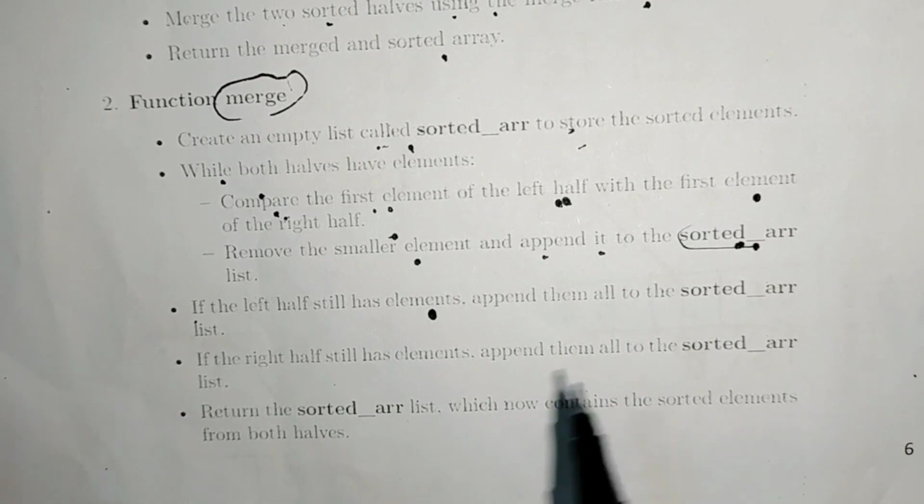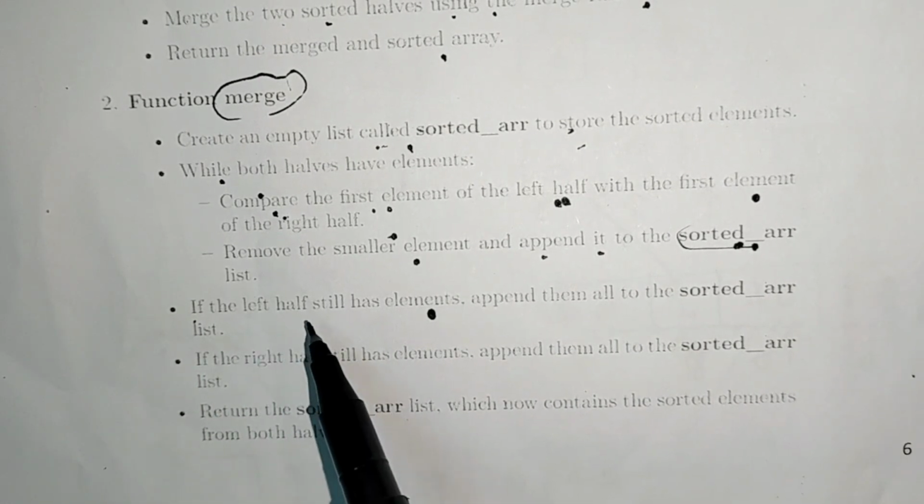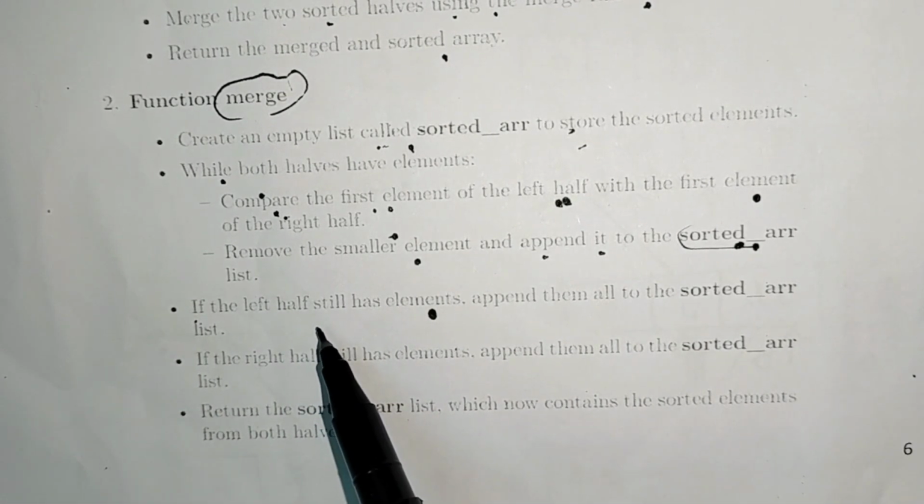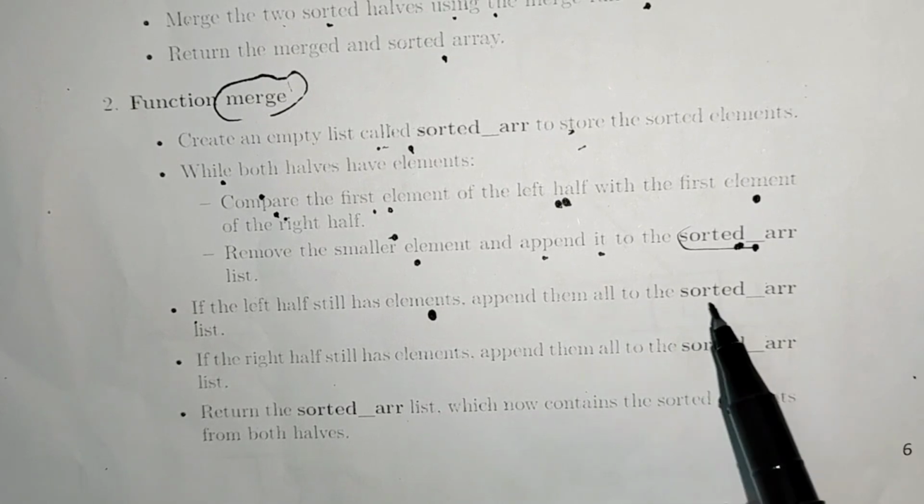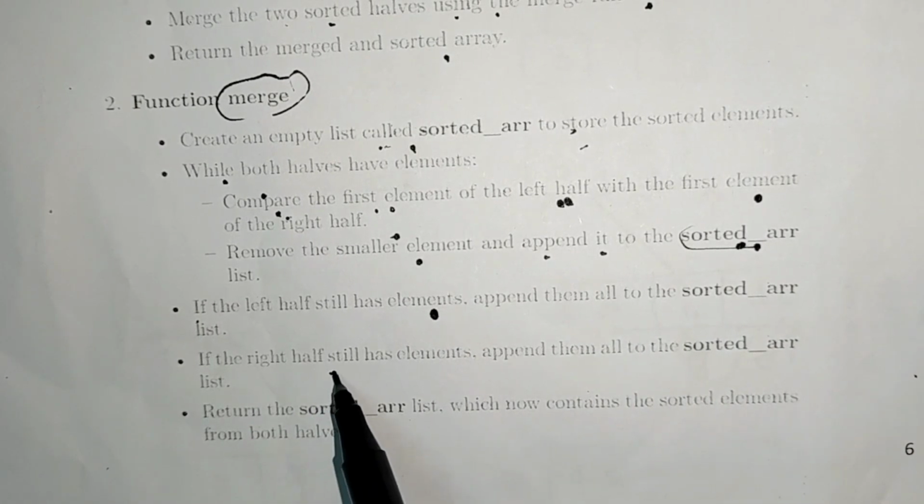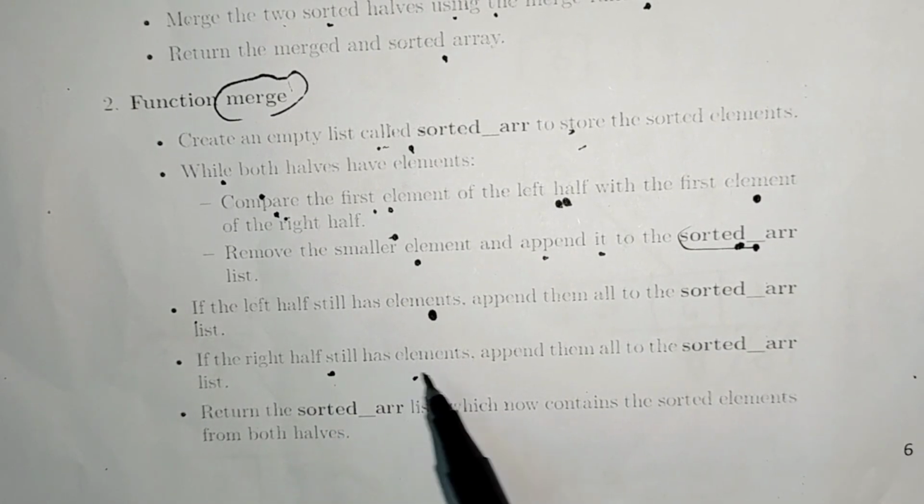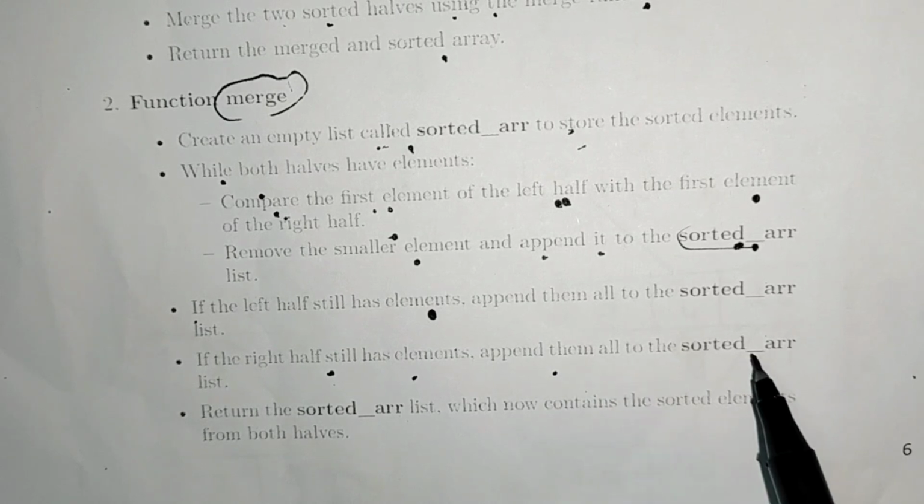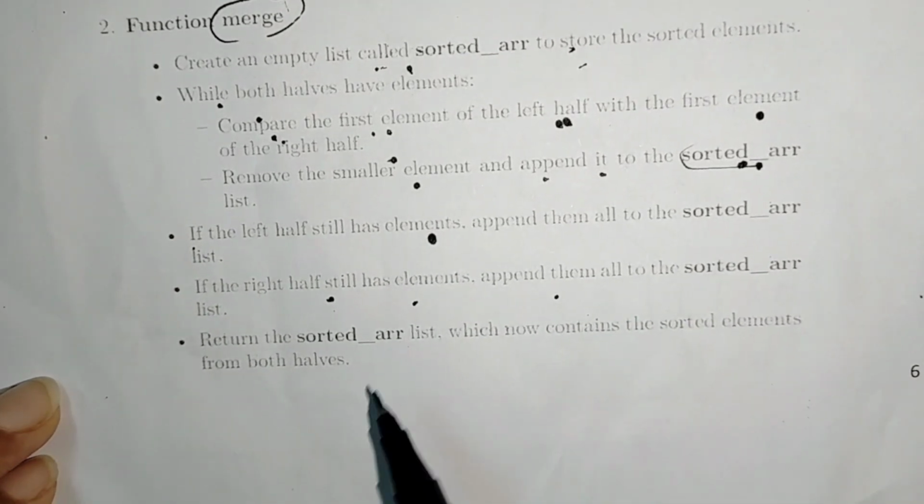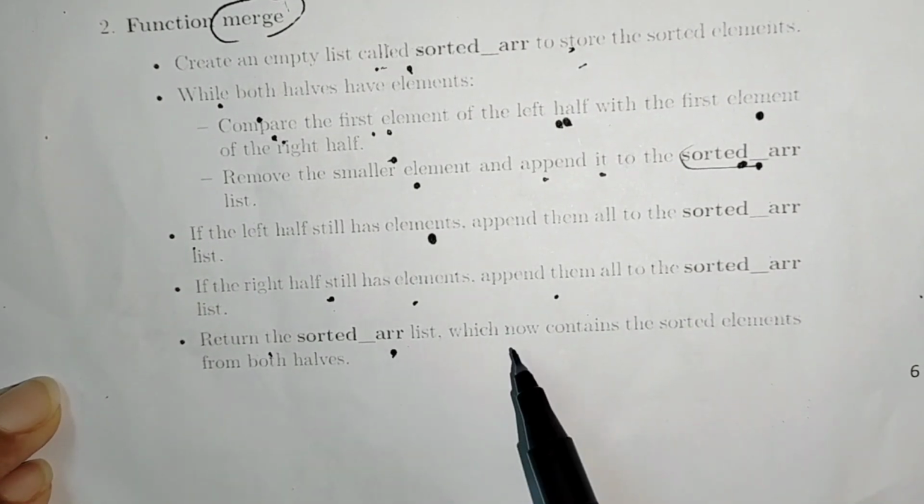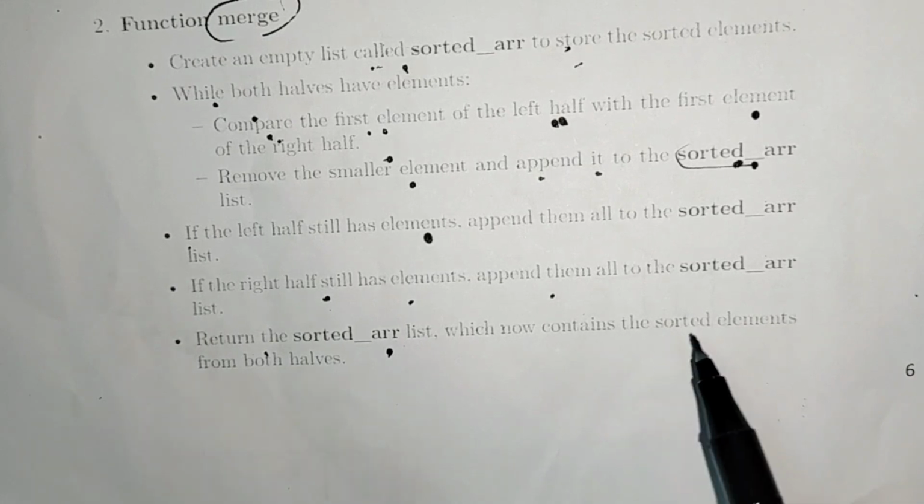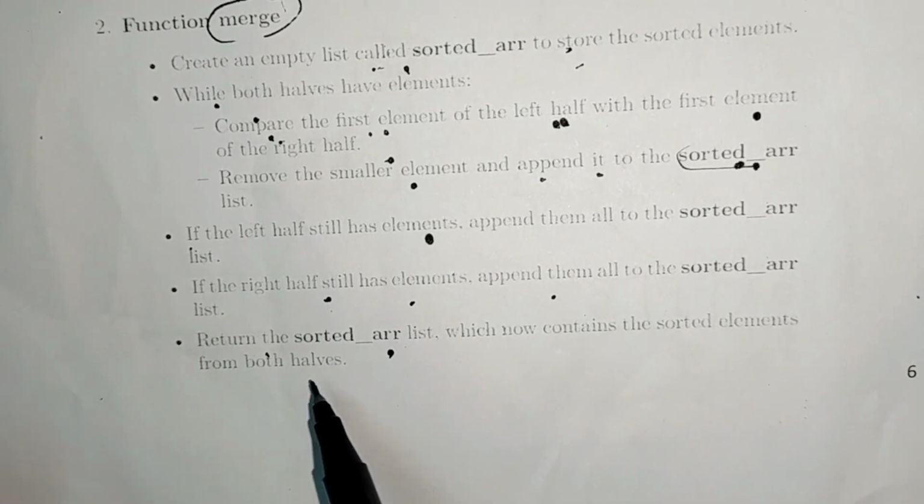After completing this process, if the left array still has remaining elements, we append all of them into the sorted array. Otherwise, if the right half array has remaining elements, we append all of them into the sorted array. And finally we return the sorted array list which contains all the sorted elements from both halves.